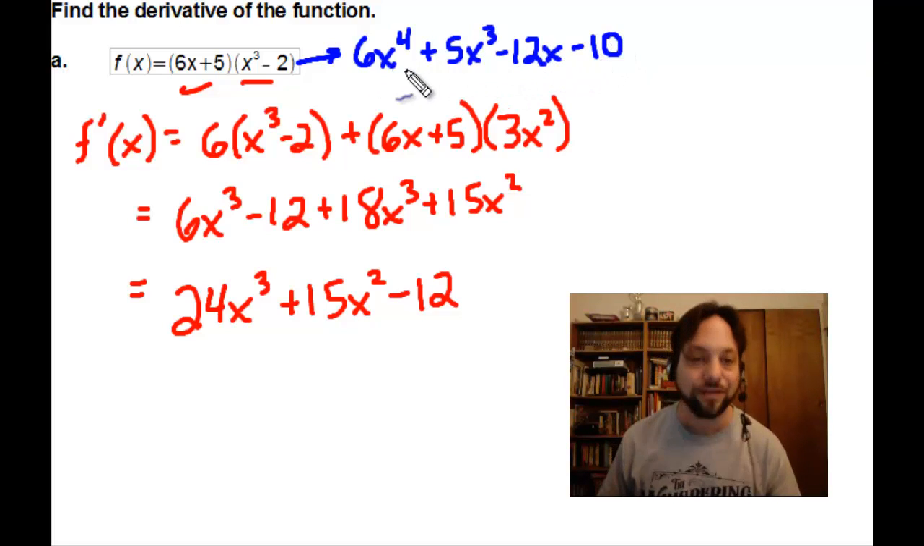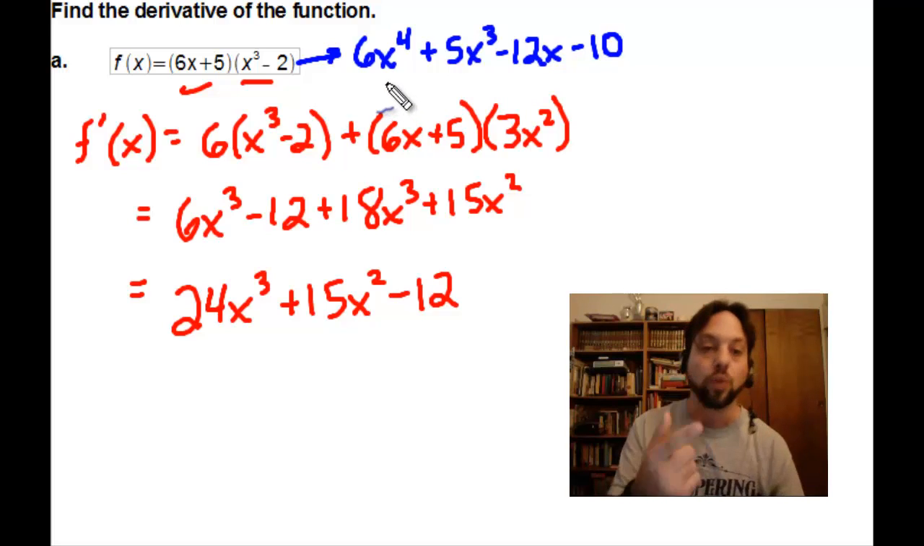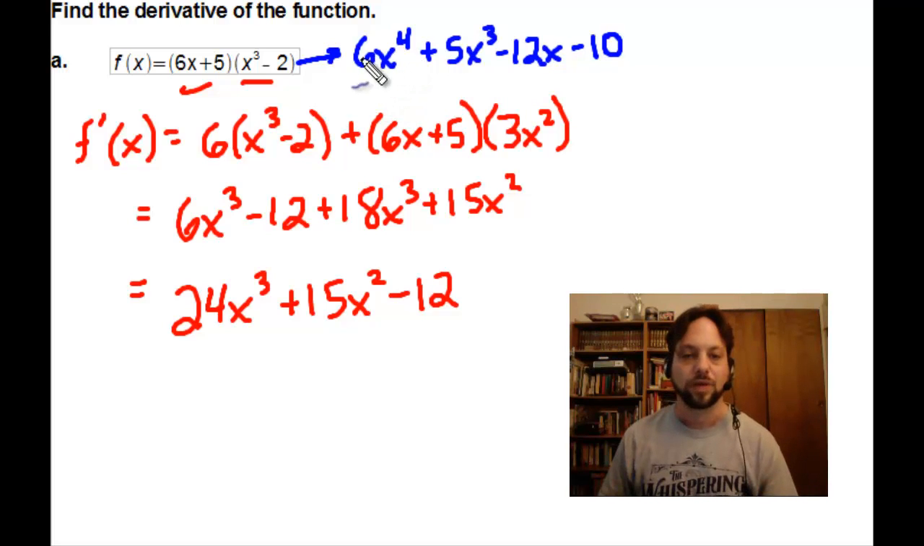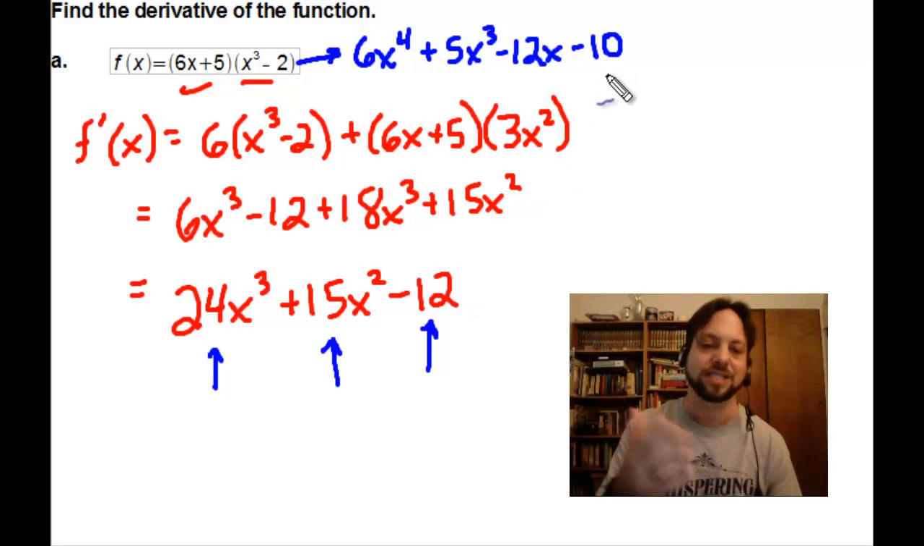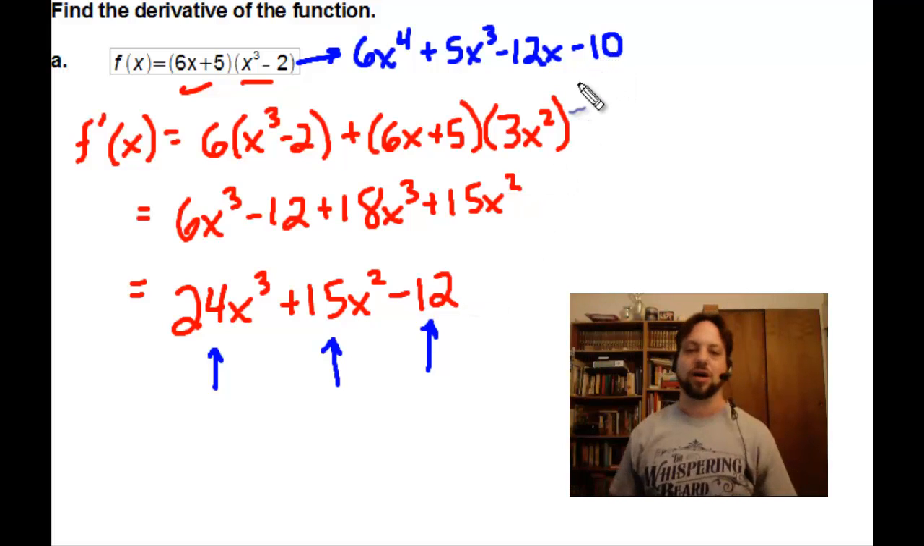Had you done that first and then differentiated, what would your result be? Well, let's see. This would give us 24x cubed, which sounds very familiar. This next term would give us 15x squared, also sounds very familiar. This would give us negative 12, which is right there. And then, of course, the minus 10 would just differentiate away to nowhere.